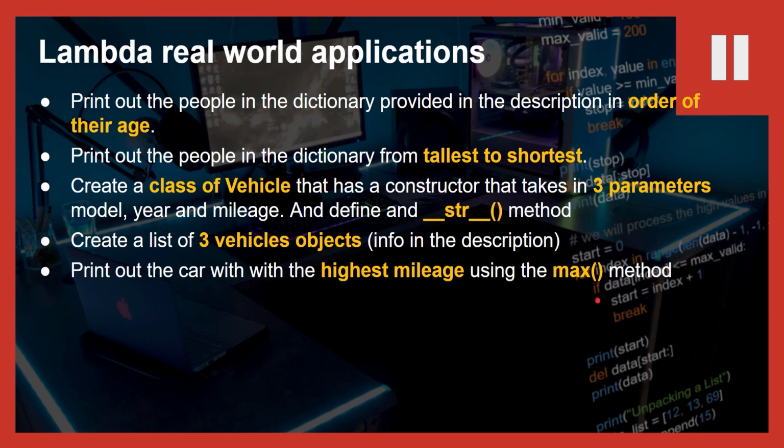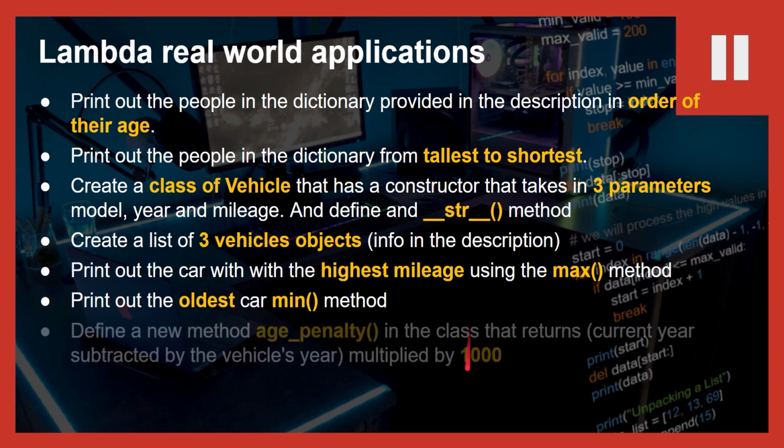Again, you'll need to do a bit of research to find how the key works in a max. Does it have a key? Like, how does it work? How can you find the max using specific elements? That's going to be for you. And don't forget, you'll have to use the Lambda with the key, with the max, all of that stuff. Print out the oldest car using the min method.